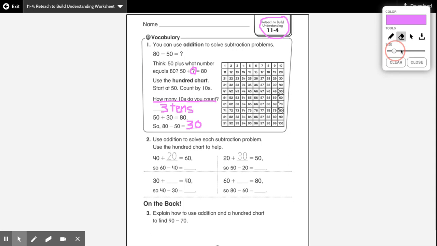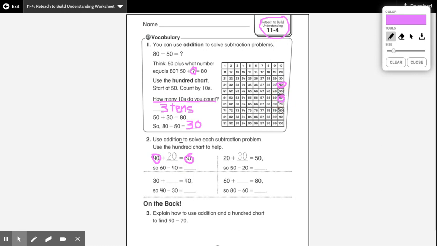Okay, so let me clear that. It says 40 plus 20 equals 60. So 60 minus 40 equals 20 because they gave us that answer. But let's figure out how they solved that. So our starting point is 40. Let's all point to 40 on our hundreds chart. And our end point, the sum, is 60. So let's find 60 on our hundreds chart.